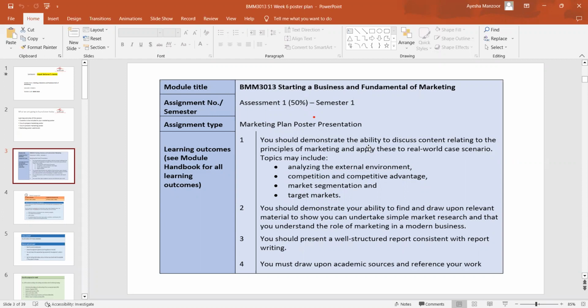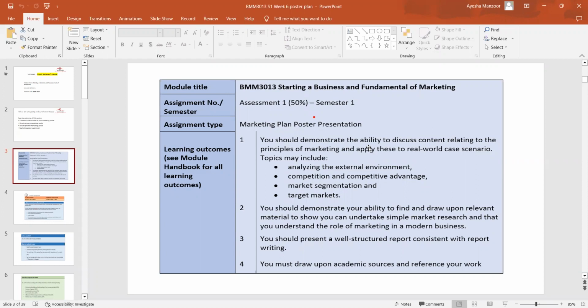target markets. Learning outcome two is that you should demonstrate your ability to find and draw upon relevant material to show you can undertake simple market research and that you understand the role of marketing in a modern business. Learning outcome three is that you should present a well-structured report consistent with report writing, and you must draw upon academic sources and reference your work.